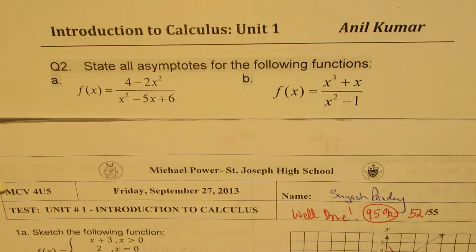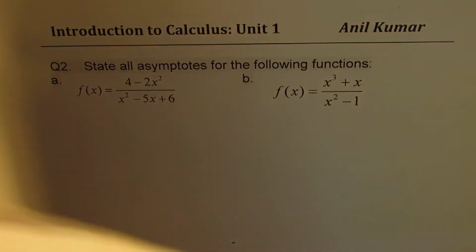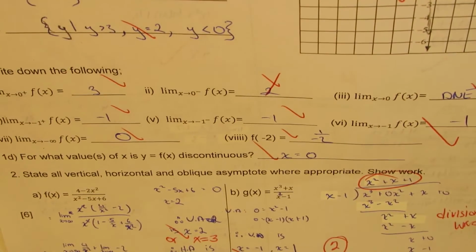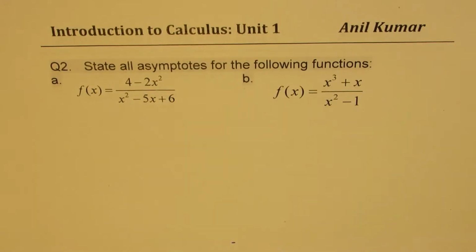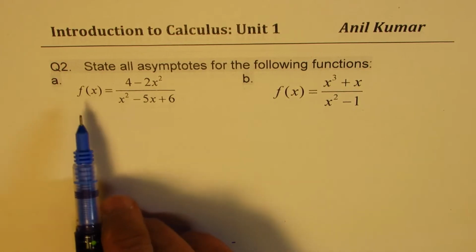I've taken up a test paper of an IB student, calculus. Let me share with you question number 2 and its solution now with you. We'll discuss how to find asymptotes of a rational function. Here is a copy of the same question.